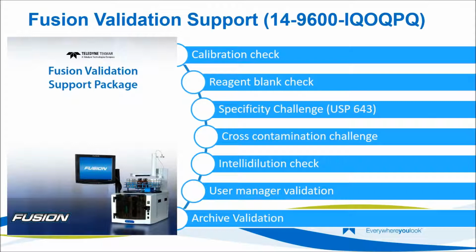User manager validation, which is just part of 21 CFR 11 compliance, which means there's different levels of users. You're going to have your power user, which is allowed to do everything, edit methods, edit schedules, and then you maybe have a basic user that can only run schedules, and then archive validation to make sure it's properly backing up all your data.